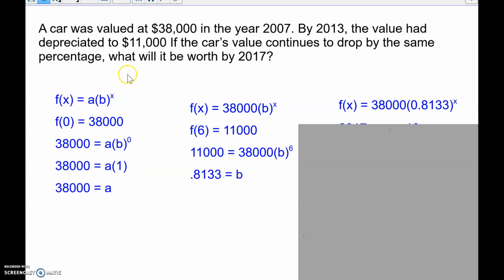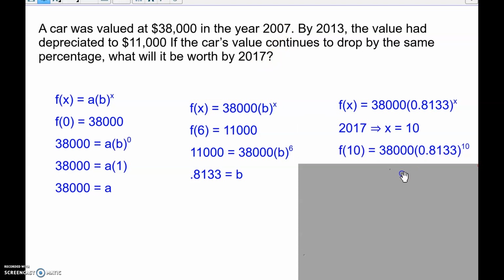If we want to know what the car's value will be in 2017, again, we have to calculate what that means x will be. My start year again was 2007, so 2017 would be 10 years later. Plugging that in, we come to the value of $4,811.62.